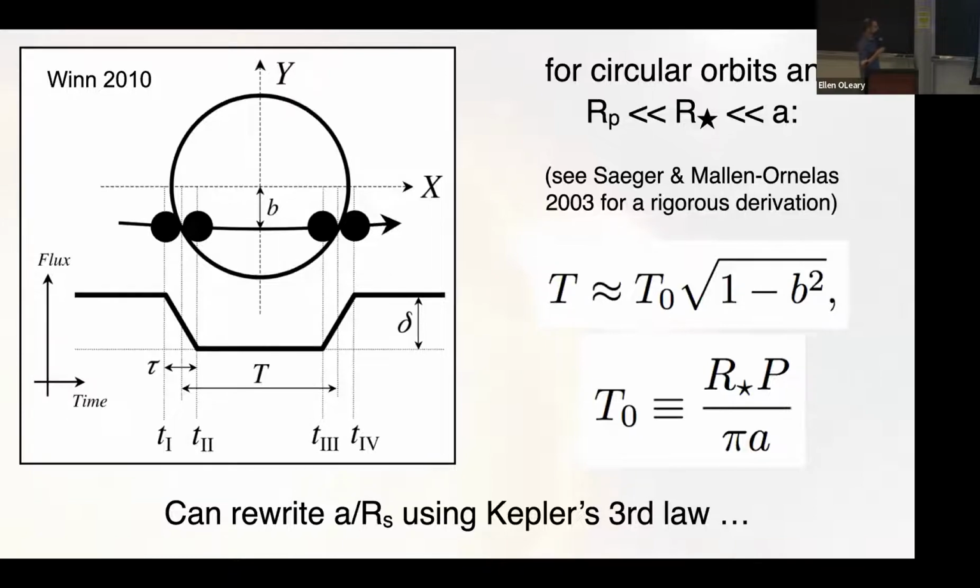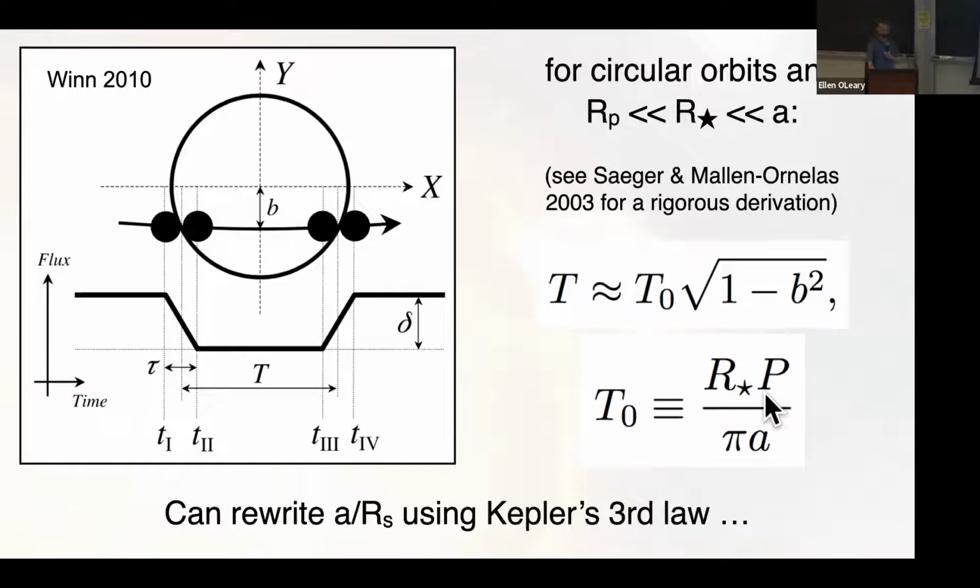But luckily, stellar parameters can actually help us to do this. So without a rigorous derivation, I've given the reference to the seminal paper up here for those of you who want to work through it. But if you assume circular orbits and the fact that the radius of the planet is much smaller than the star, and that's much smaller than the orbit, you can show that there's a relation between the transit duration that you measure, t, the transit duration for a central transit, so when b equals 0, and the impact parameter. And in addition, you can show that the b equals 0 transit duration is related to a quantity that is R star over A, so the ratio of the stellar size to the semi-major axis.